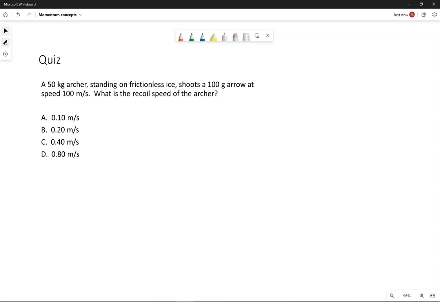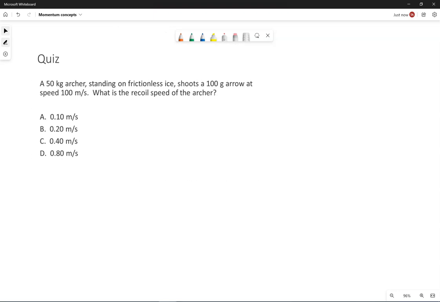Let's go through a few concepts related to momentum. So go ahead and read through this. So the correct answer here is B.